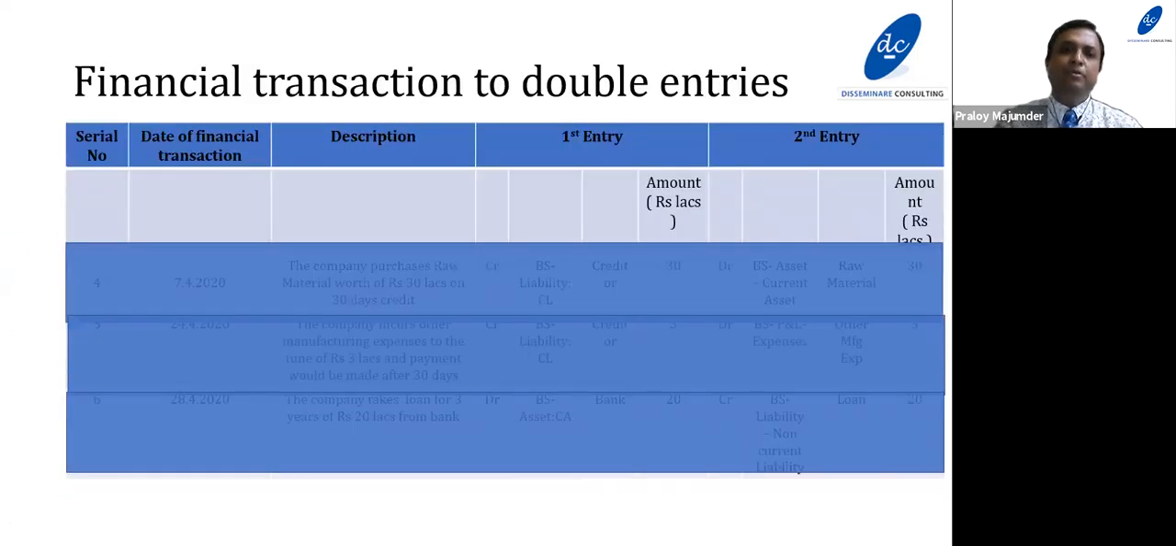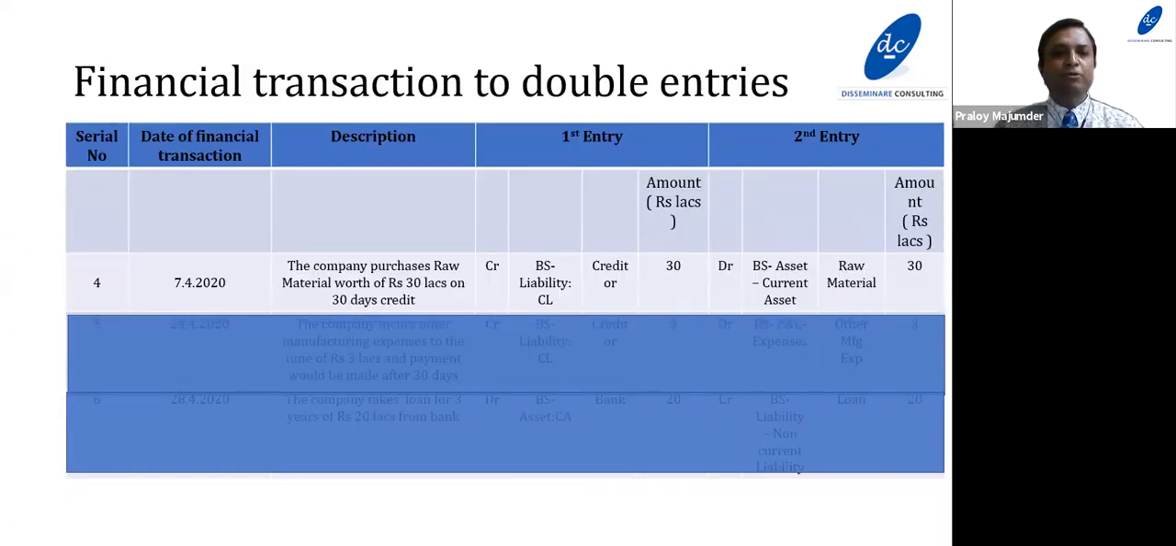Let us take a couple more examples. On 7/4/2020, the company purchases raw material worth rupees 30 lakhs on 30 days credit. So the first entry would be credit because it's an outflow. Deferred outflow, balance sheet, liability, current liability, creditor, amount is 30 lakhs. The second entry would be debit, balance sheet, asset, current assets, raw material 30. Because why?